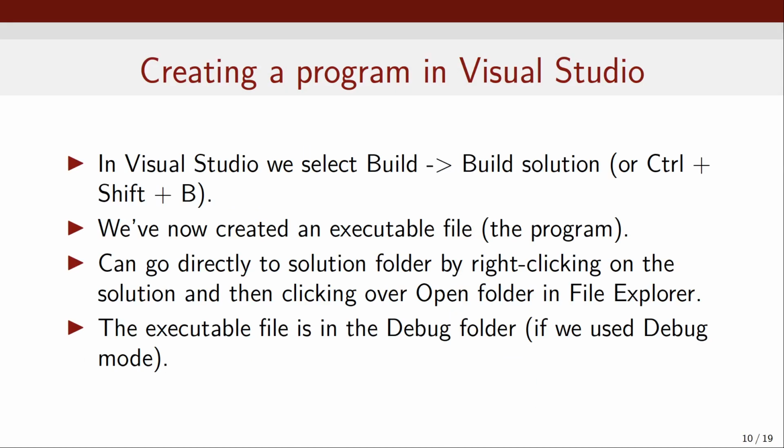So, for example, in Visual Studio, we can select build and then build solution, or we can press Ctrl, Shift, and B. When that happens, we are creating an executable file. That's our program. If we go directly to the solution folder by right-clicking on the solution and then clicking Open Folder in File Explorer, we are going to go directly into the folder where that executable is.